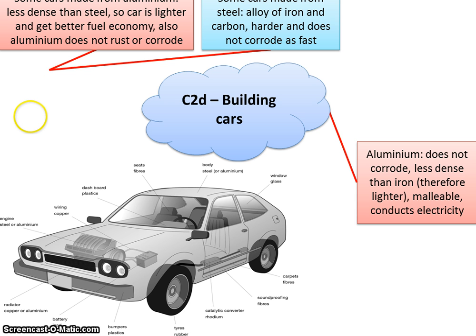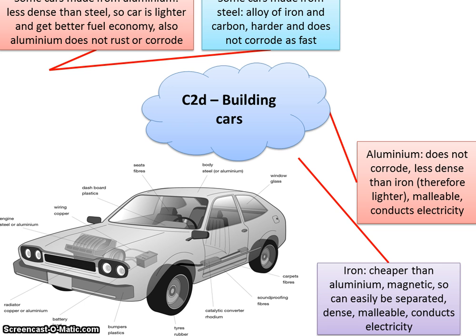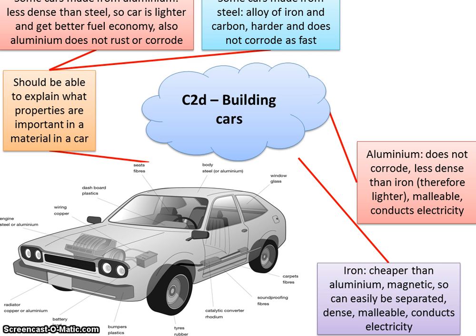So if you see that aluminium is good because it doesn't corrode, it's less dense than iron, making it lighter like we said, it's malleable, which means it can be bent into shape, and another thing is it conducts electricity. If we're looking at steel, it can rust, and this is because of the oxidation. Okay.